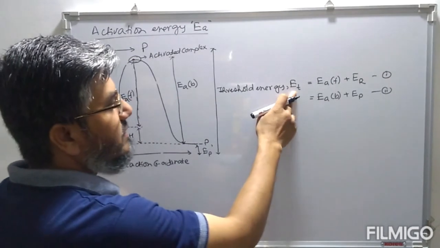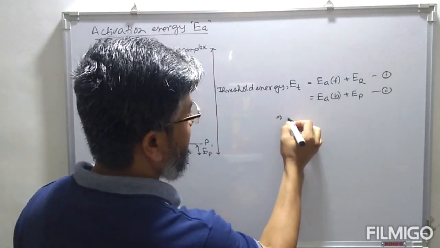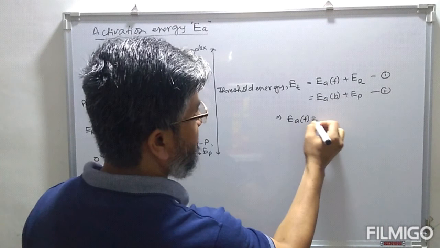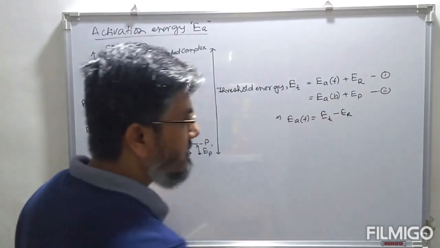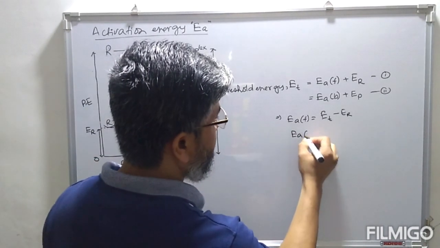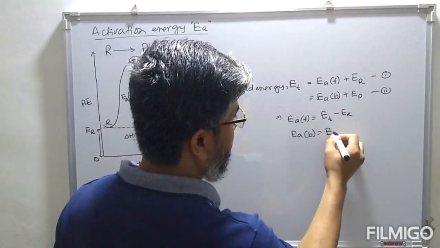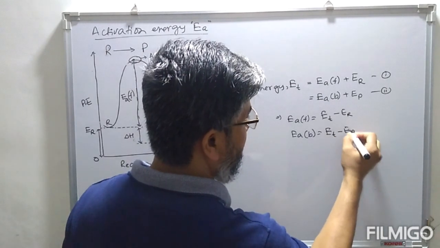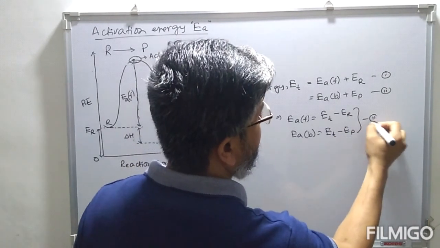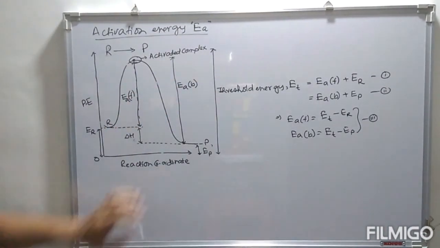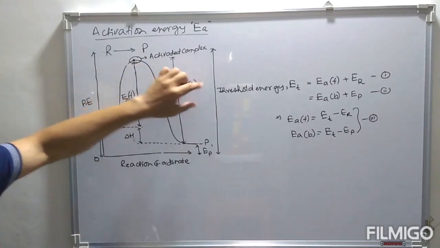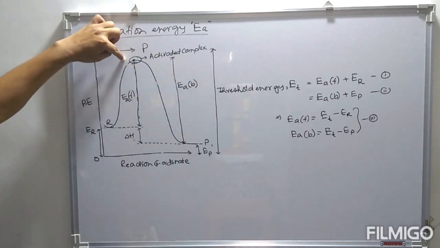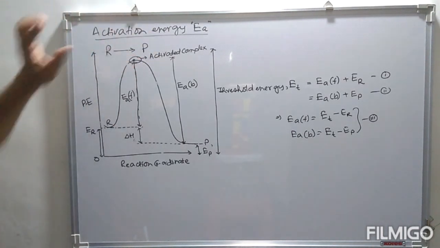So from this we can define what is activation energy. Therefore look at this. Activation energy of the forward reaction will be equal to threshold energy minus energy of the reactant. Similarly, activation energy of the backward reaction will be equal to threshold energy minus energy of the product. So this is threshold energy, this is activation energy, forward reaction, backward reaction, activated complex. This is the process where simultaneous breaking and formation of bonds takes place.